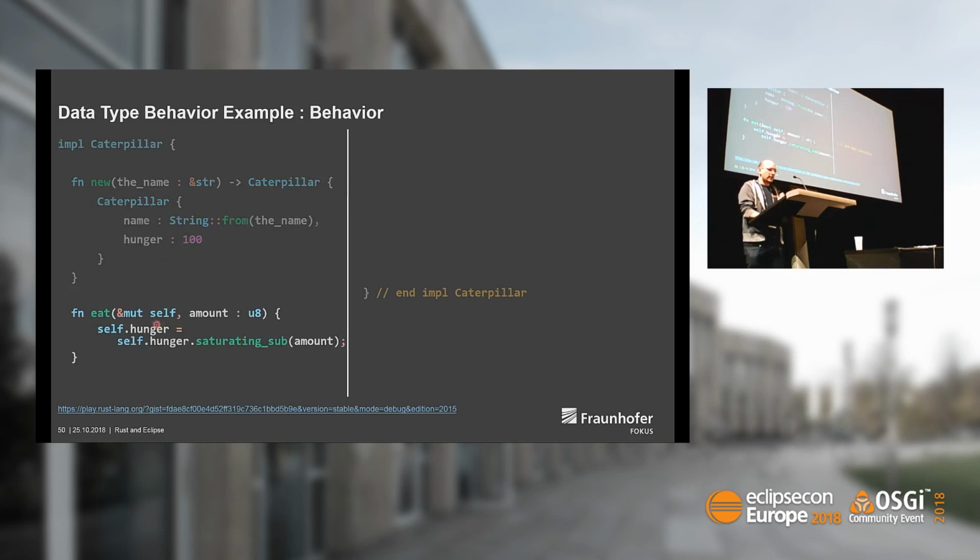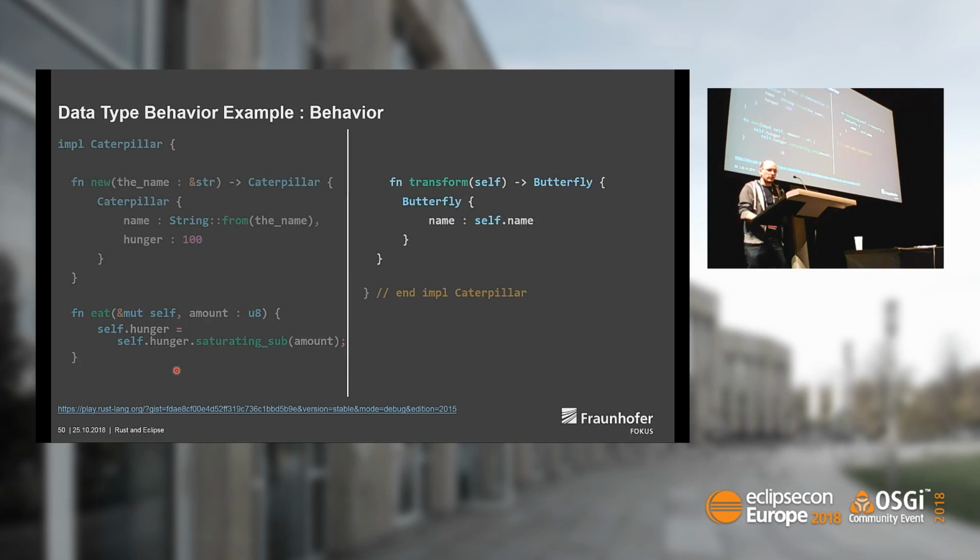This is a method. It takes a mutable self-reference. This is like a this pointer in Java or C++. It's very explicit here because this could be mutable or immutable, but we have a mutable one. We use a mutable reference here because we want to modify the hunger field. All right, we reduce hunger by eating.